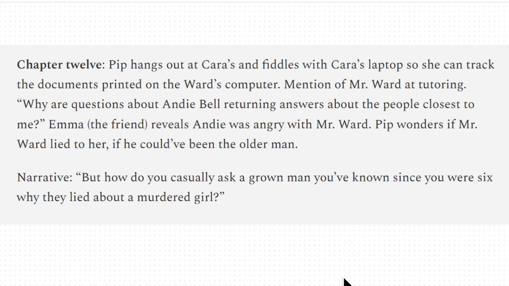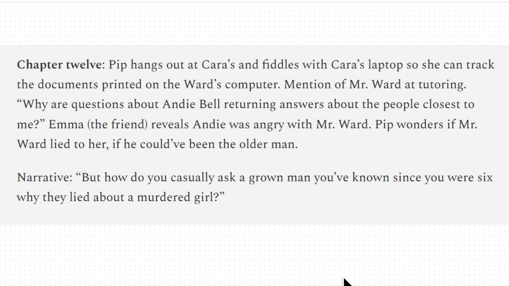Emma, the friend, reveals that Andy was angry with Mr. Ward the week she was murdered, and Pip wonders if Mr. Ward lied to her, if he could have been the older man. The narrative question is, but how do you casually ask a grown man you've known since you were 6 why they lied about a murdered girl? Emphasizing the stakes here by reminding us of Pip's relationship to Mr. Ward is excellent timing. We also have the printer getting set up, and the printer is a Chekhov's gun that will come back at the climax.